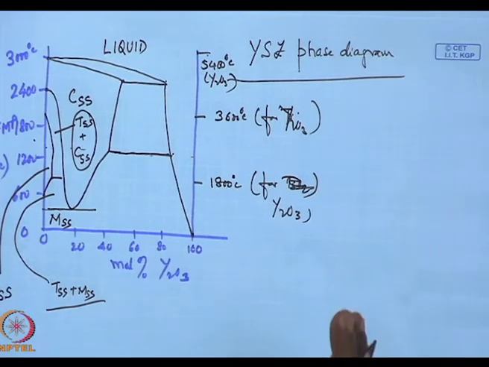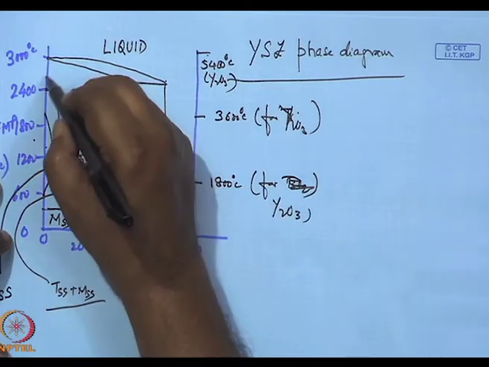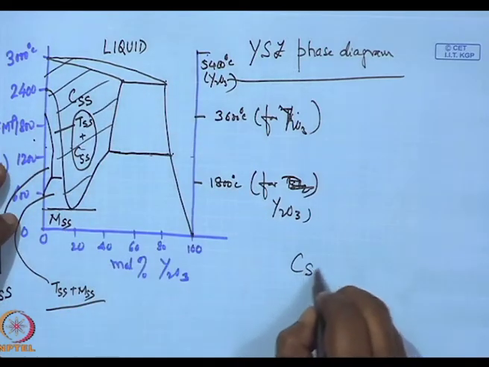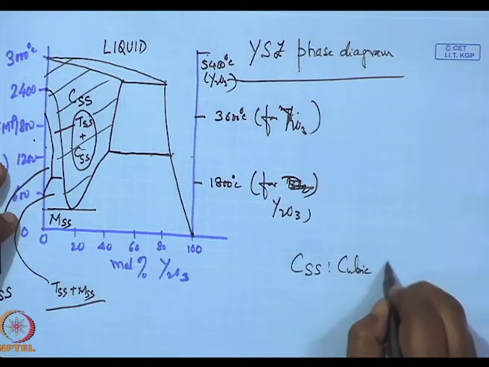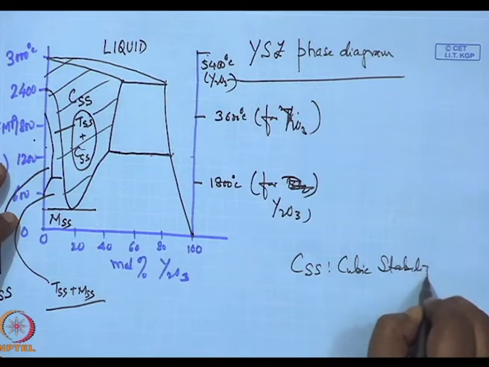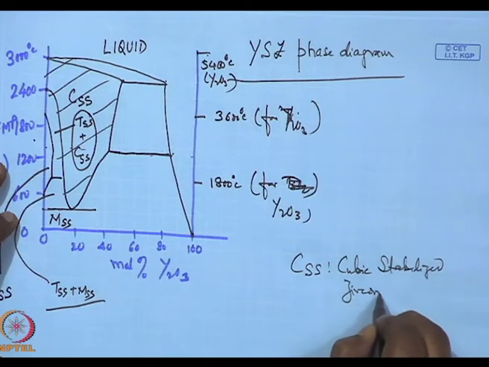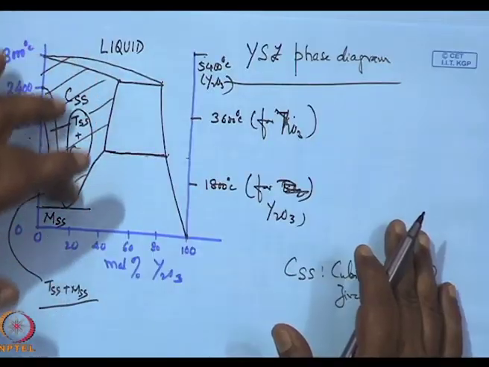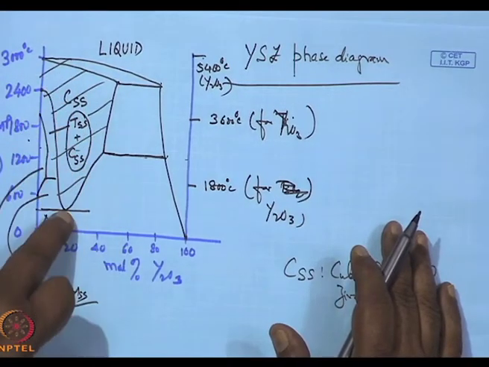It's complicated, but it has to be understood. You see, this CSZ, which is this entire zone, cubic stabilized zirconia, is good enough for use as refractories, refractory coatings, or any of these, where fracture strength is not the factor, but where we require a single phase which will maintain its cubic state over a high range of temperature.